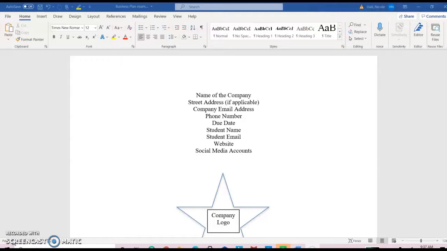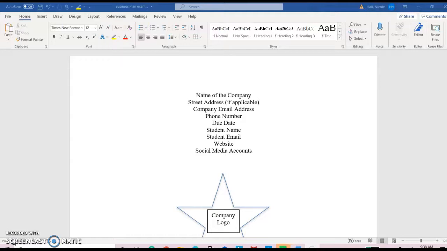As you're ready to begin the writing process, you're going to start with your cover page. Per APA format, a cover page must be included. On your cover page, make sure you address the following: the name of the company, the street address if applicable. If you're an online-only business, you don't have to include a physical address, although it is suggested to include a P.O. box or an address where you're going to receive mail. Your company email address, the phone number of the business. If your business doesn't have a phone number yet, you can always include your personal cell phone number.